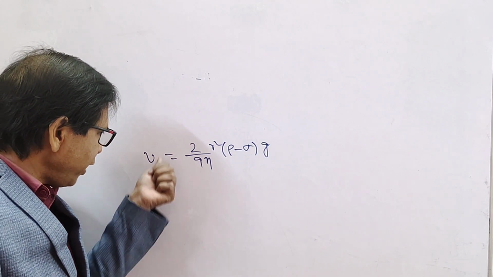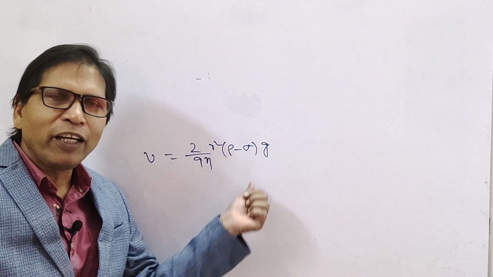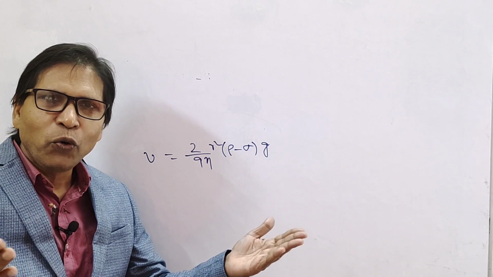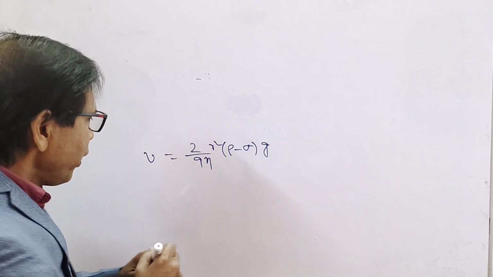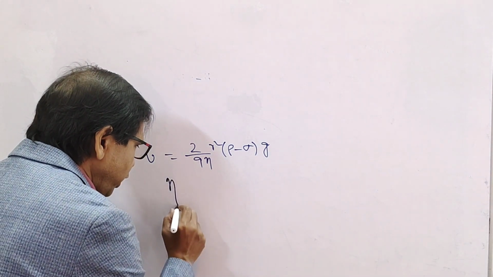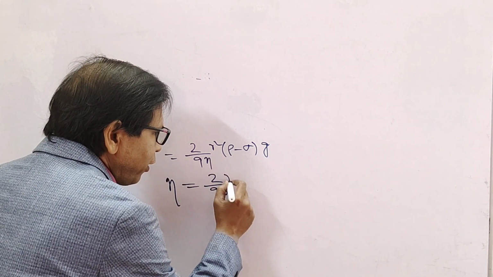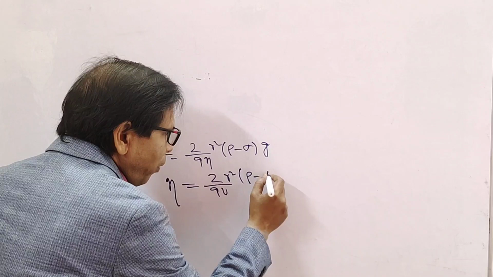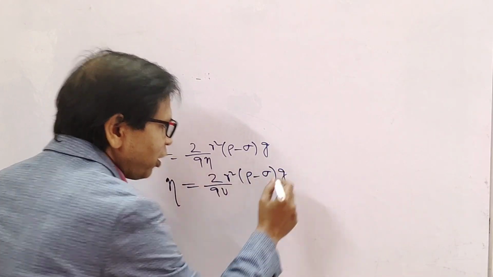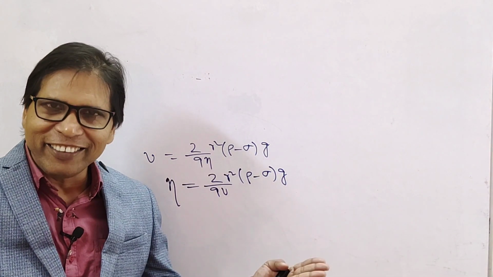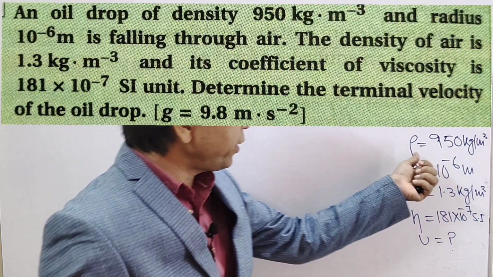Now this is the relation of terminal velocity. From this relation we can also calculate the coefficient of viscosity eta, which is 2 by 9v r square into (rho minus sigma) into g. Okay, understood? Next, look at this.